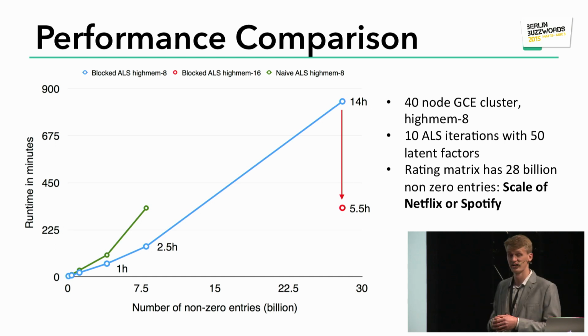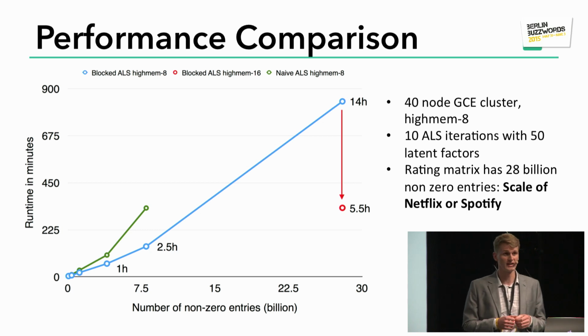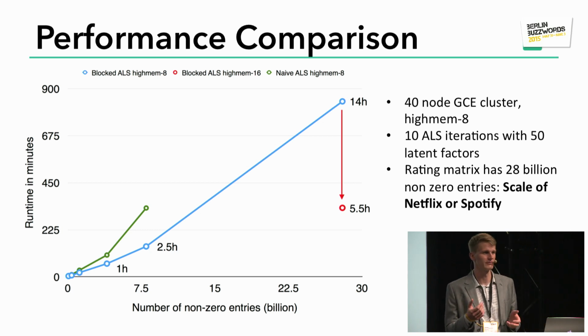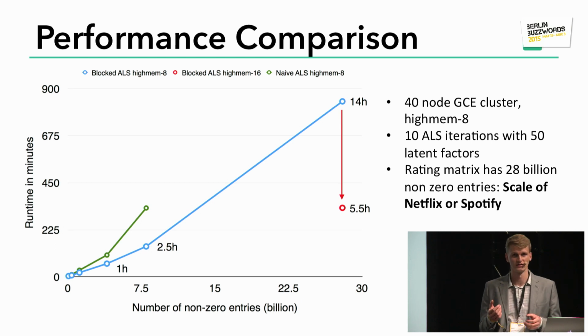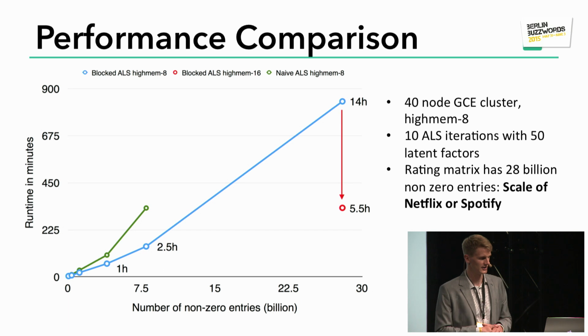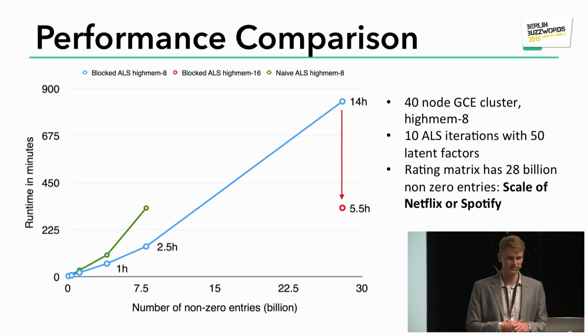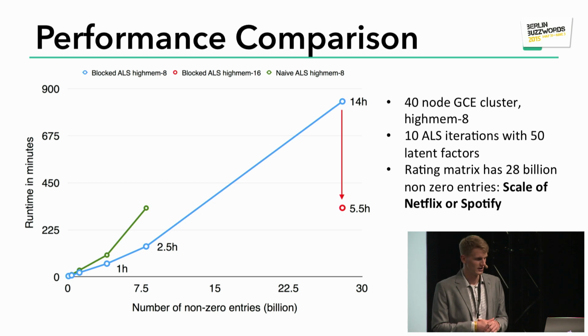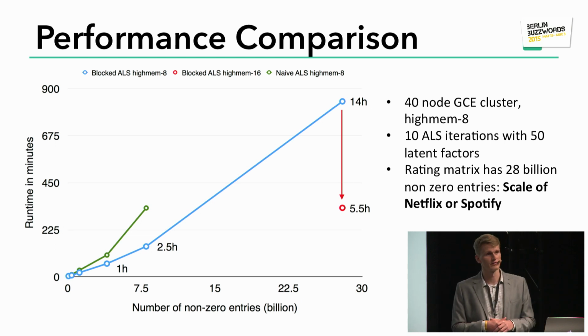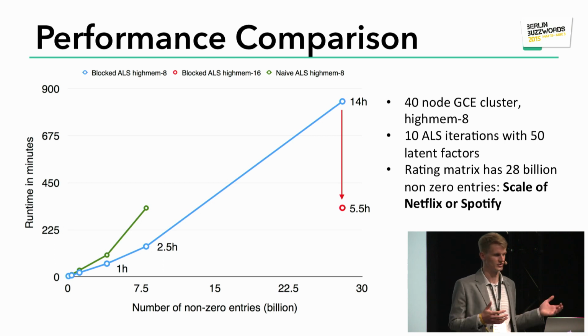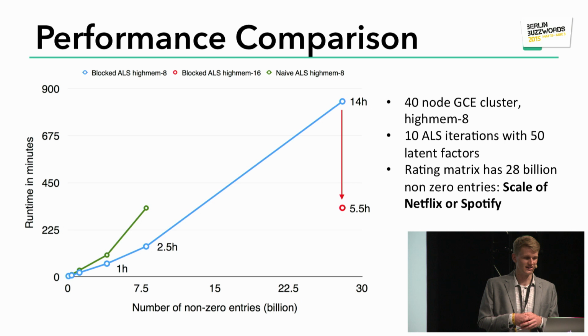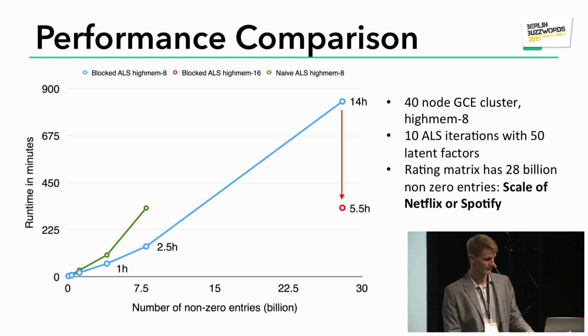And we could factorize matrices with up to 28 billion non-zero entries, which is on the scale of Netflix and Spotify. So that is a real-world problem, actually. It took us 14 hours to finish the 10 iterations. And by doubling the number of cores and the memory we have, we could even cut the time down to 5.5 hours, which now allows you to calculate the matrix factorization multiple times a day, which allows for more up-to-date recommendations.